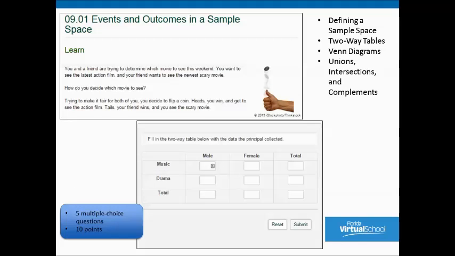901 deals with events and outcomes in a sample space. They learn about defining a sample space, two-way tables, Venn diagrams, unions, intersections, and complements. Nice interactives in this lesson where the students enter the data themselves to see if they are correct. The assessment for this lesson is 5 multiple choice questions worth 10 points.